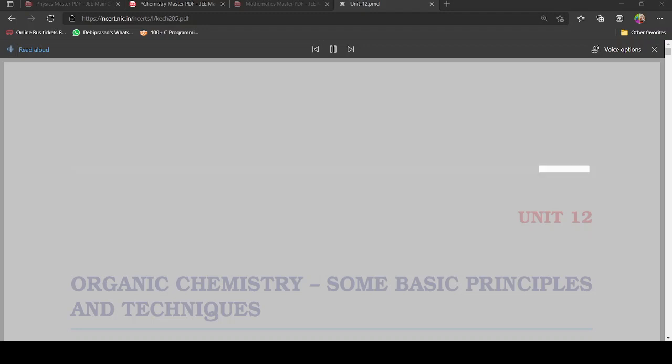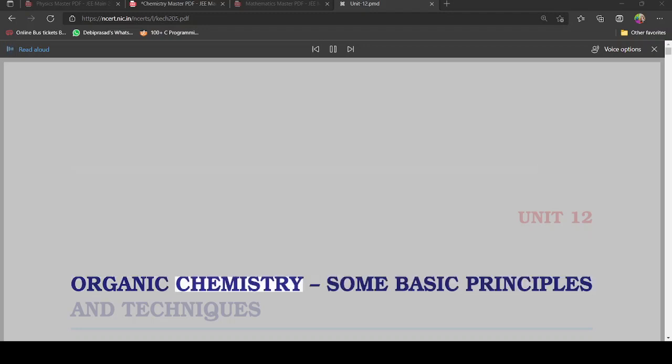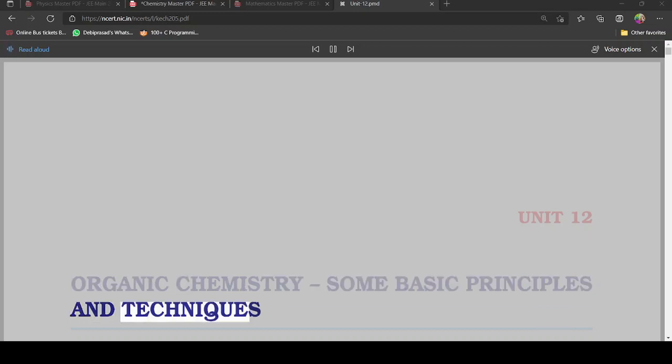Unit 12. Organic chemistry, some basic principles and techniques.